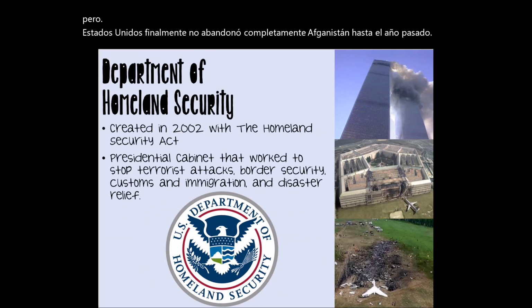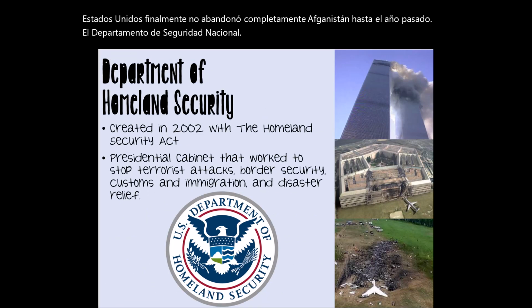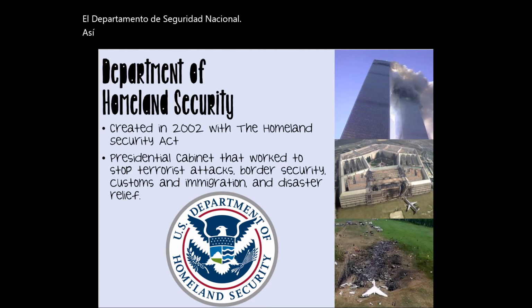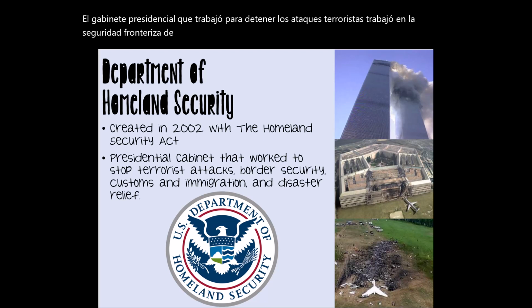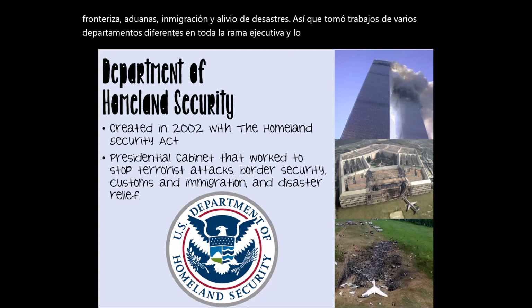The Department of Homeland Security. So, the Department of Homeland Security was created in 2002 with the Homeland Security Act. The presidential cabinet that worked to stop terrorist attacks worked on border security, customs and immigration, and disaster relief. So it took jobs from several different departments all over the executive branch and brought it all under a brand new department.